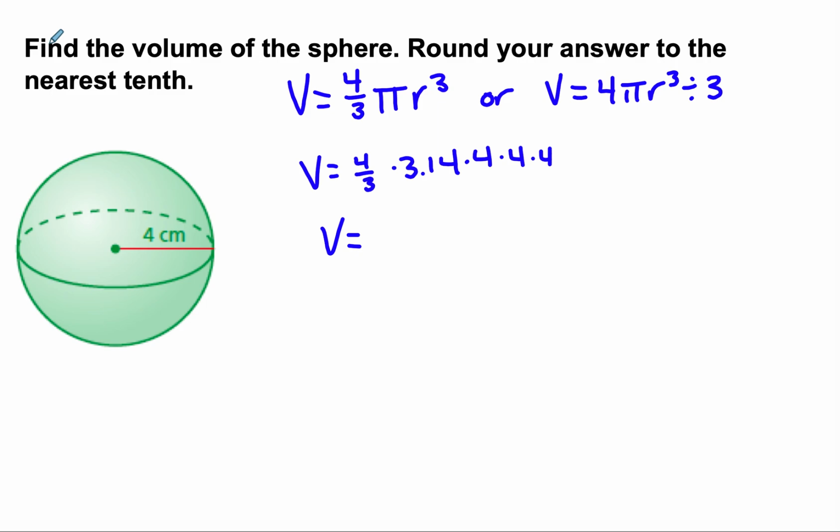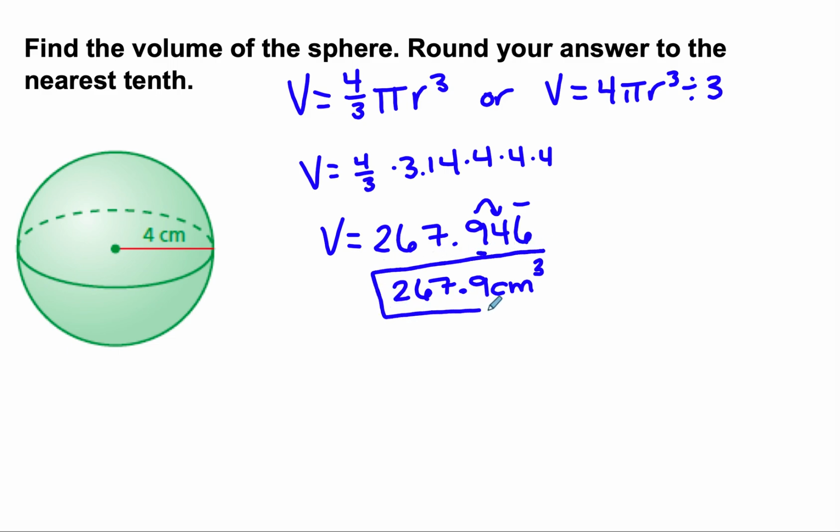So 4 divided by 3 times 3.14 times 4 times 4 times 4 gives us 267.946 repeating. It says round to the nearest tenth, so we're looking at the tenths place. That's 9. We look at the number behind it. 4 tells us it's going to stay a 9. 267.9 centimeters cubed. Volume is always in cubic units.